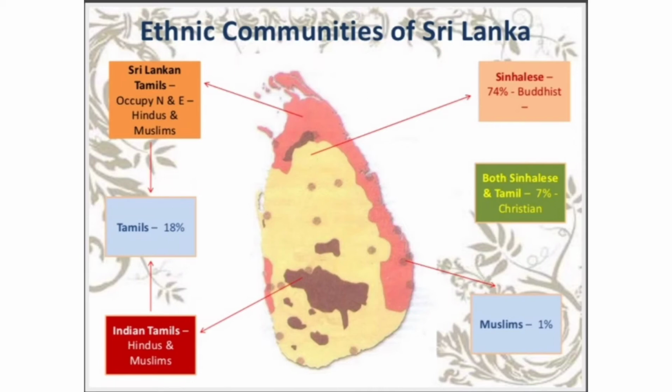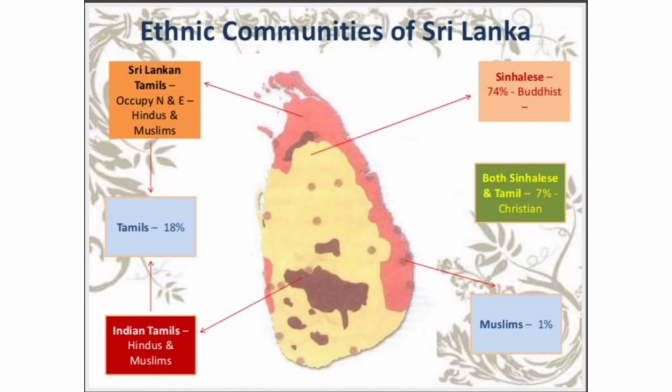And we know from the map that Sri Lankan Tamils are concentrated in the north and east of the country. Most of the Sinhala speaking people are Buddhist, while most of the Tamils are Hindus or Muslims. There are about 7% Christians who are both Tamil and Sinhala, and the remaining 1% are Muslims. Let us see what happened in both these countries.